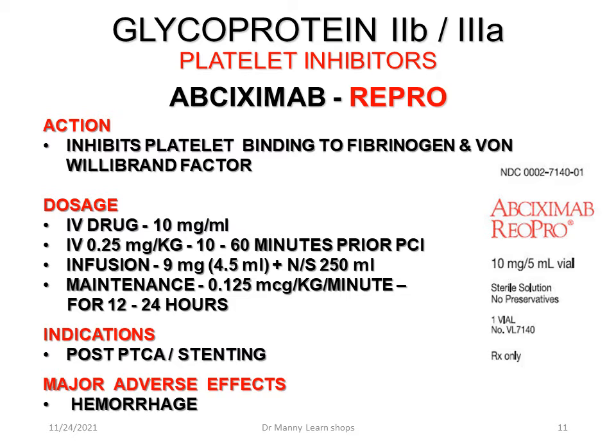And the dose is typically 0.25 milligrams per kg over 10 to 60 minutes prior to percutaneous coronary interventions. Then an infusion, then maintenance, and the maintenance is given at 0.125 micrograms per kilogram per minute for about 24 hours. The indications are post-percutaneous transluminal coronary angioplasty and associated stenting that's performed. The major adverse effects are hemorrhage.